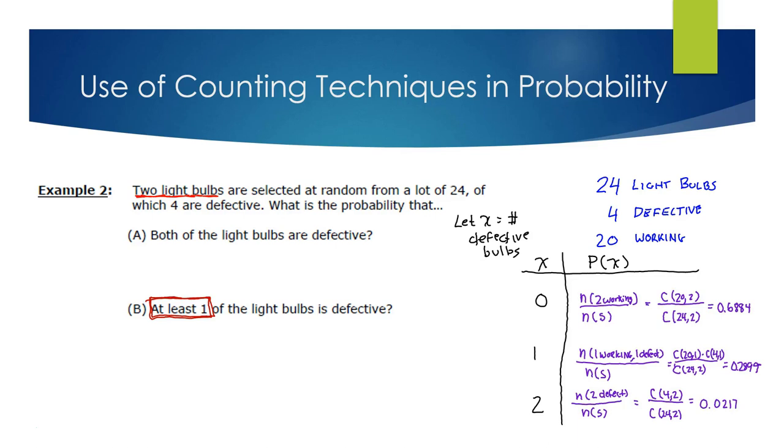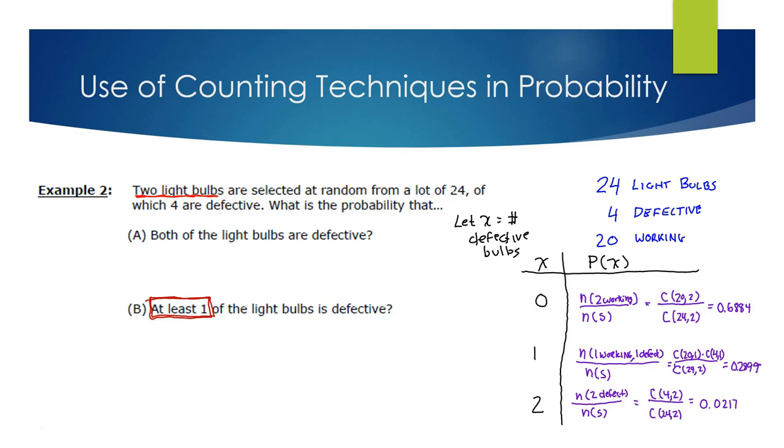The probability that none are defective means I have the number of outcomes where both of them are working, over the sample space number. The sample space number is me picking 2 bulbs from a group of 24. So the combination where n is 24 and r is 2 is going to be the denominator for all of these. If I have 2 of them that are working, then I'm looking for a combination where I'm picking 2 from the 20 that are working. That gives me my numerator, and this probability ends up being 0.6884.